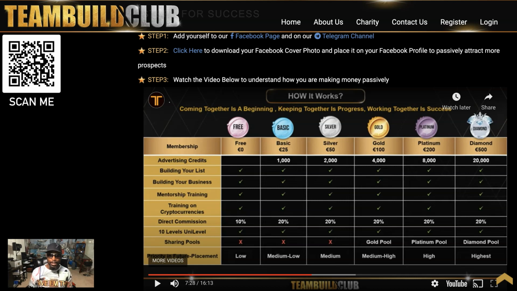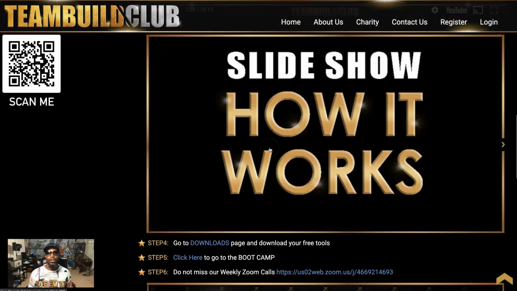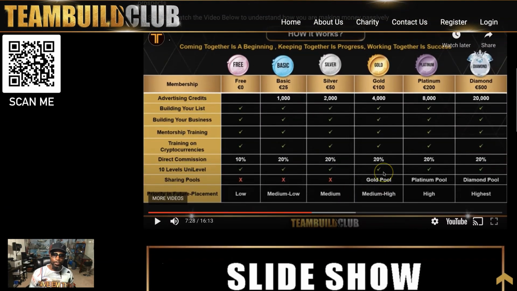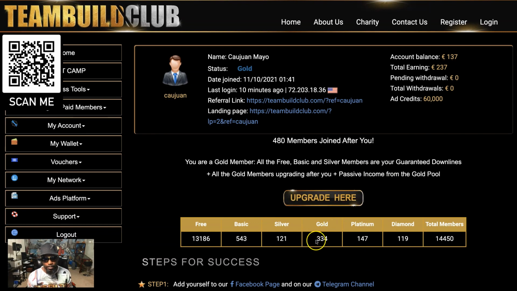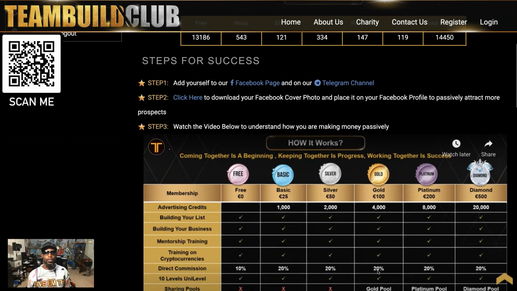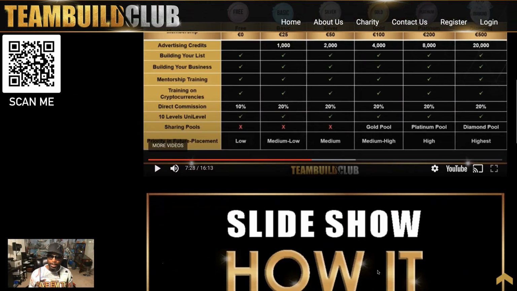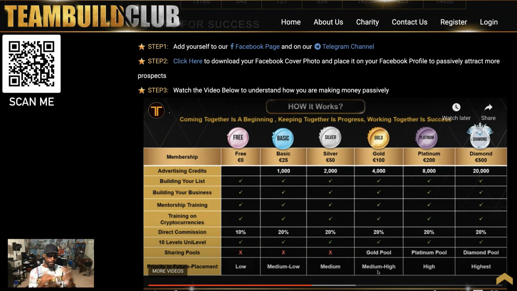The only thing that changes is that, of course, you get more advertising credits to be able to advertise. You see these banners and things at the bottom, you'll be able to advertise those. But more importantly, which I feel is, you get to take advantage of these pools. If you're in the gold pool, then all these gold members right here that you see, 334 gold members, they're going to split that up and give it to you. So all the people in the gold pool will be able to get a percentage. That is the benefit of positioning yourself in the highest position that you can, to get the most bang for your buck.